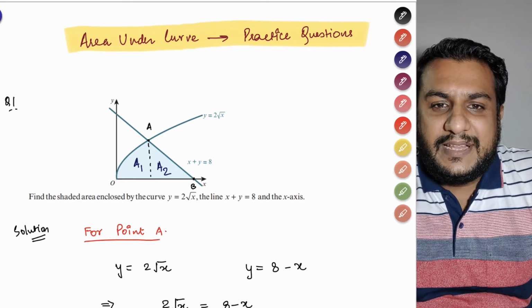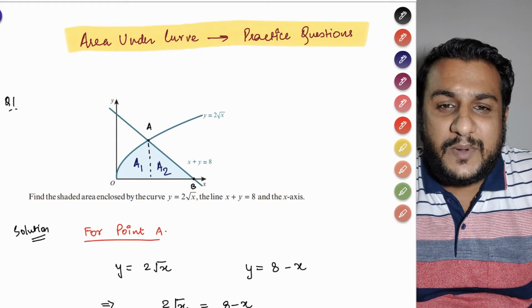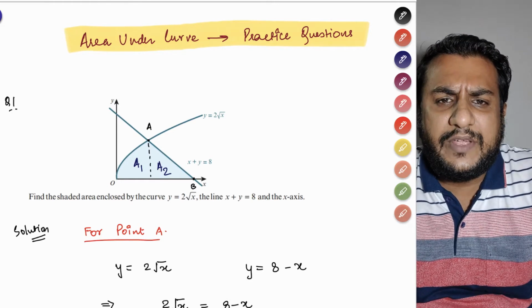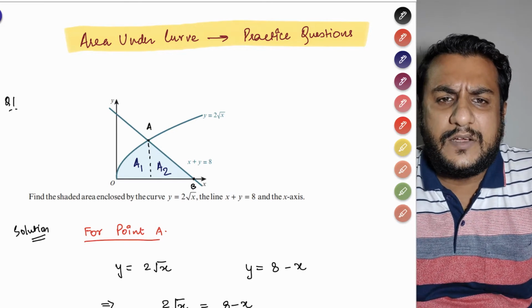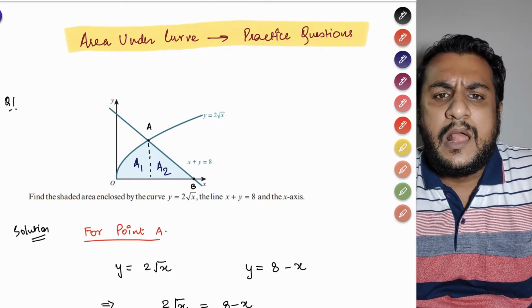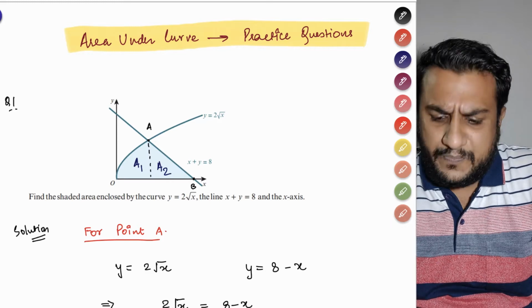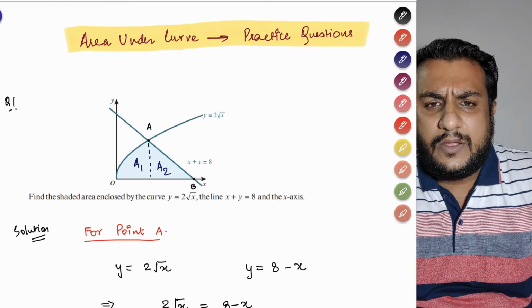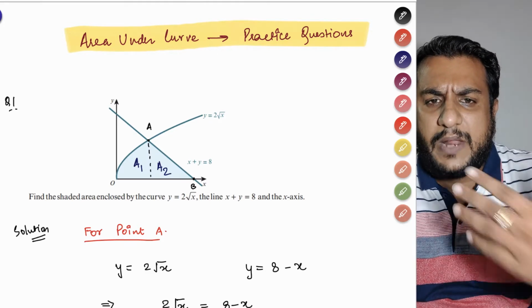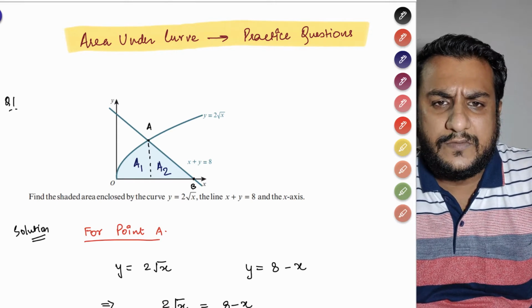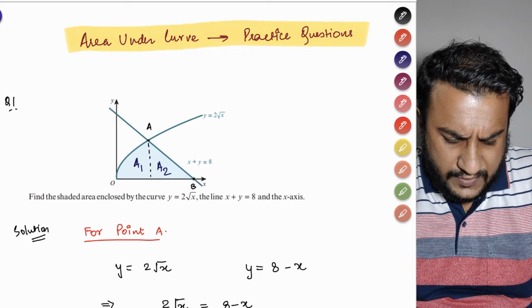Hello everyone, in this video we'll discuss area under curve. In the last video we got the idea of what area under curve is, how we calculate it, and how integration helps us calculate area under curve. So in this video we'll go through practice questions and see how we can apply integration to find the area under a curve. Okay, so here is the first question.